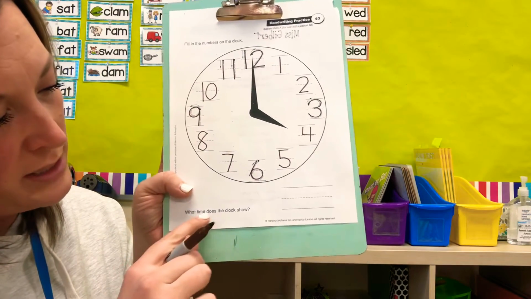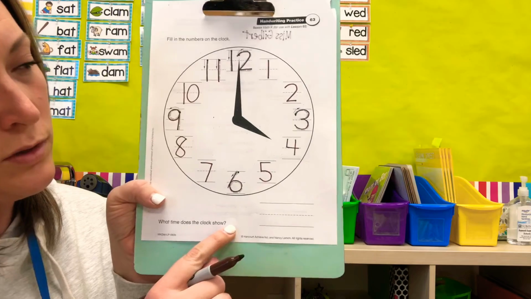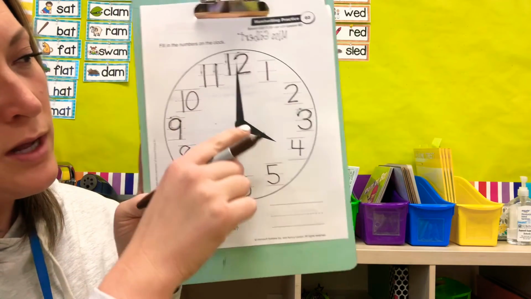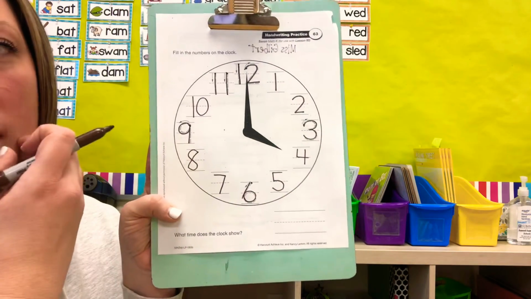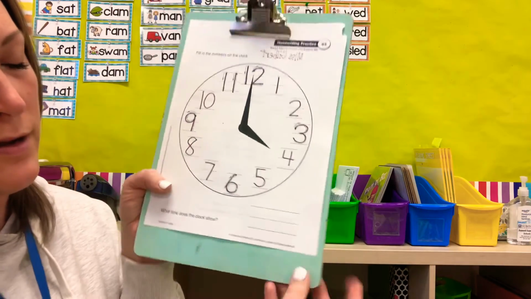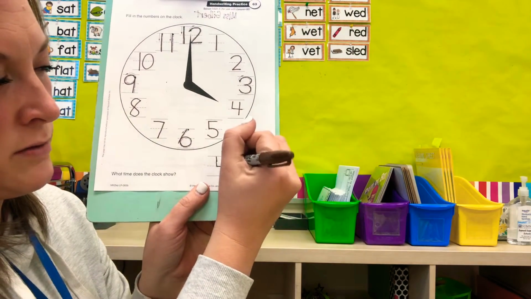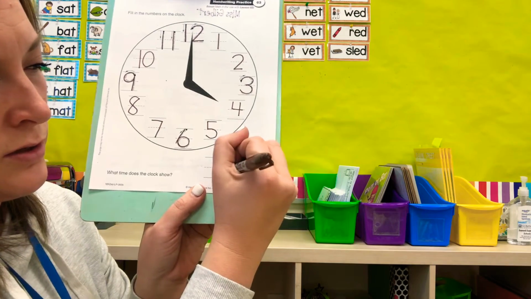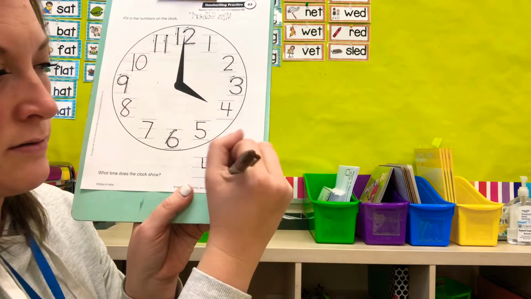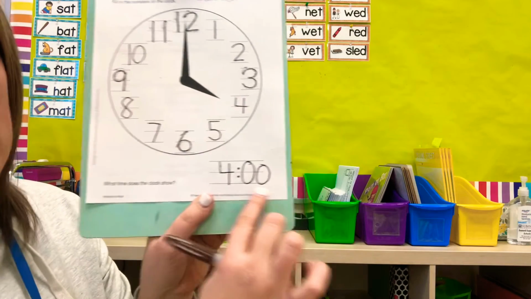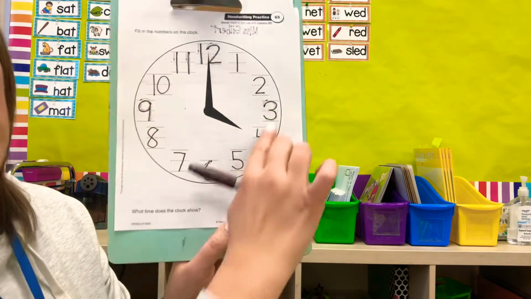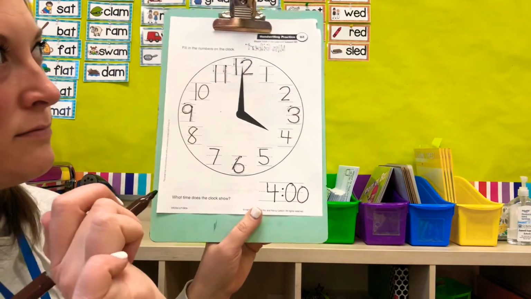But it says, what time does the clock show? The small hand's pointing at the 4, the big hand's pointing at the 12, so that means what time is it? 4 o'clock. And remember the way we write 4 o'clock is we write the hour first, 2 little dots, and 2 zeros. So this says 4 o'clock, this also shows 4 o'clock on the clock.